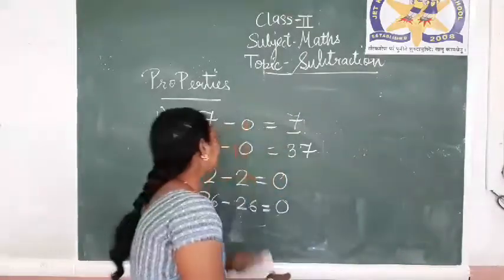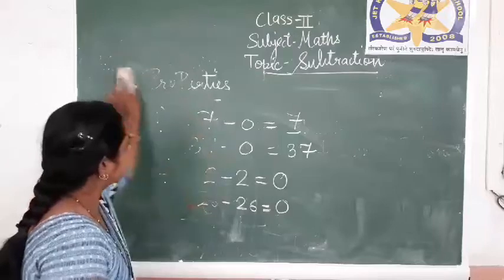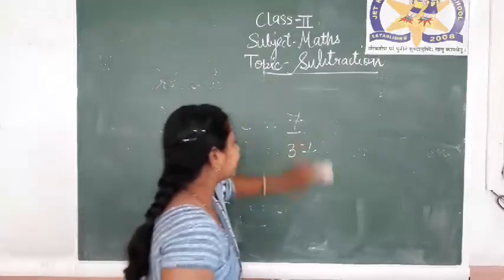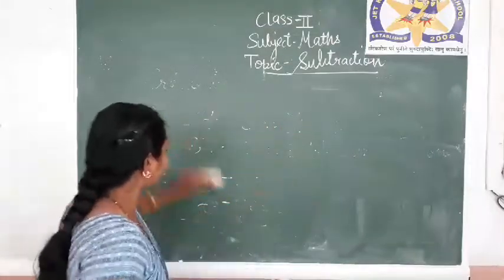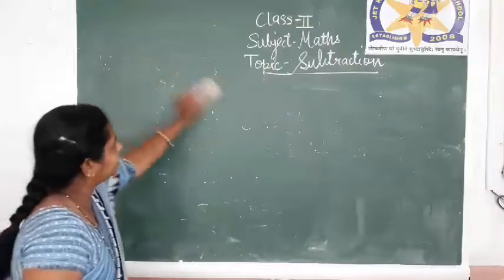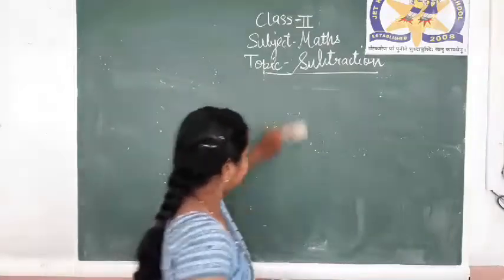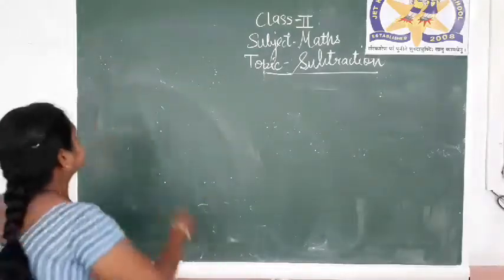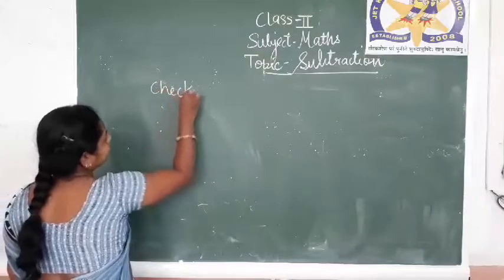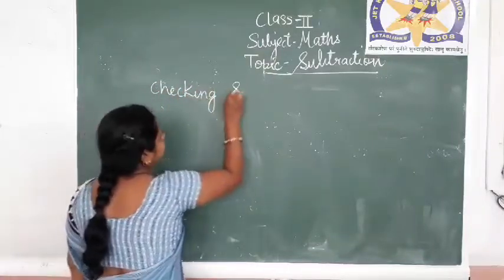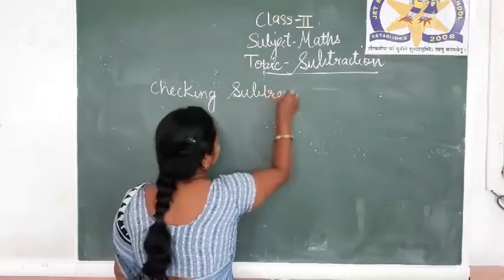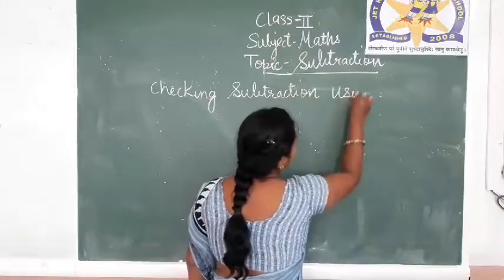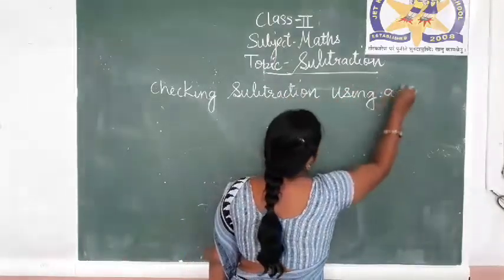Now how to check our subtraction? Now I am solving the subtraction, but I want to know whether my answer is right or wrong. That also we can do. How we can do? We can do it with the help of addition. So let us take this topic, that is checking subtraction using addition.